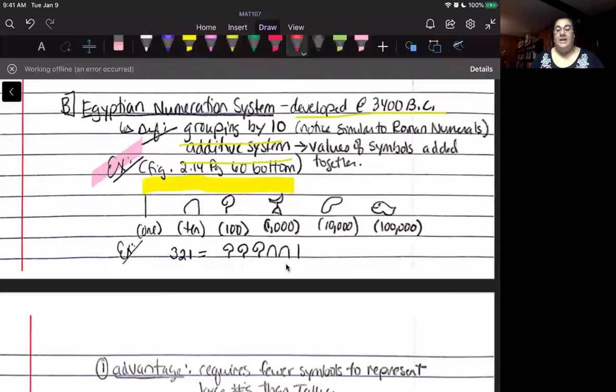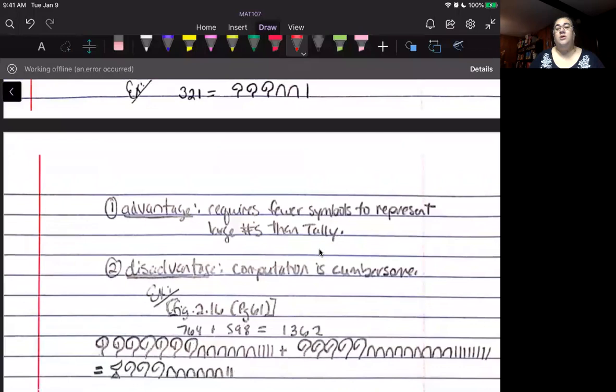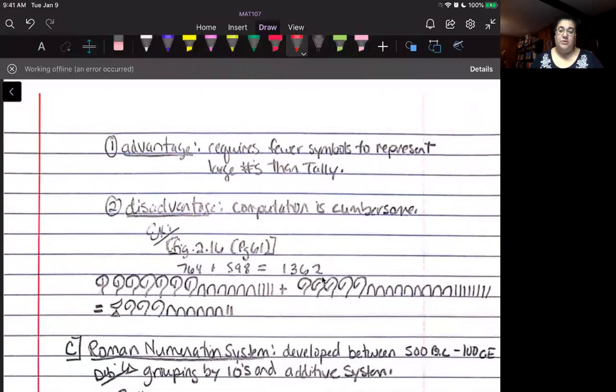Now, what are some of the advantages? And so you can see here they have three hundreds, right? Three scrolls, two tens for 20, and then a one. Now, advantages of this system. Well, it obviously requires fewer symbols to represent large numbers than the tally mark, because if we had done 321 in tallies, it would be really big and very cumbersome. So they have less, so that was an advantage.